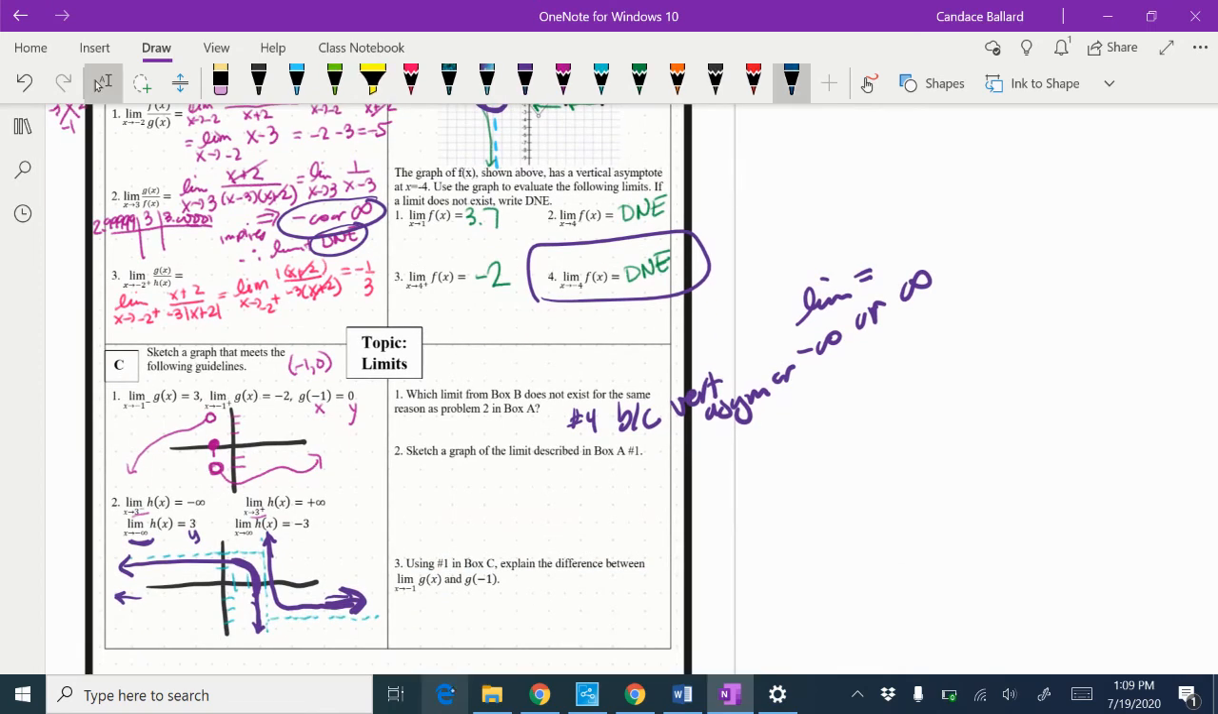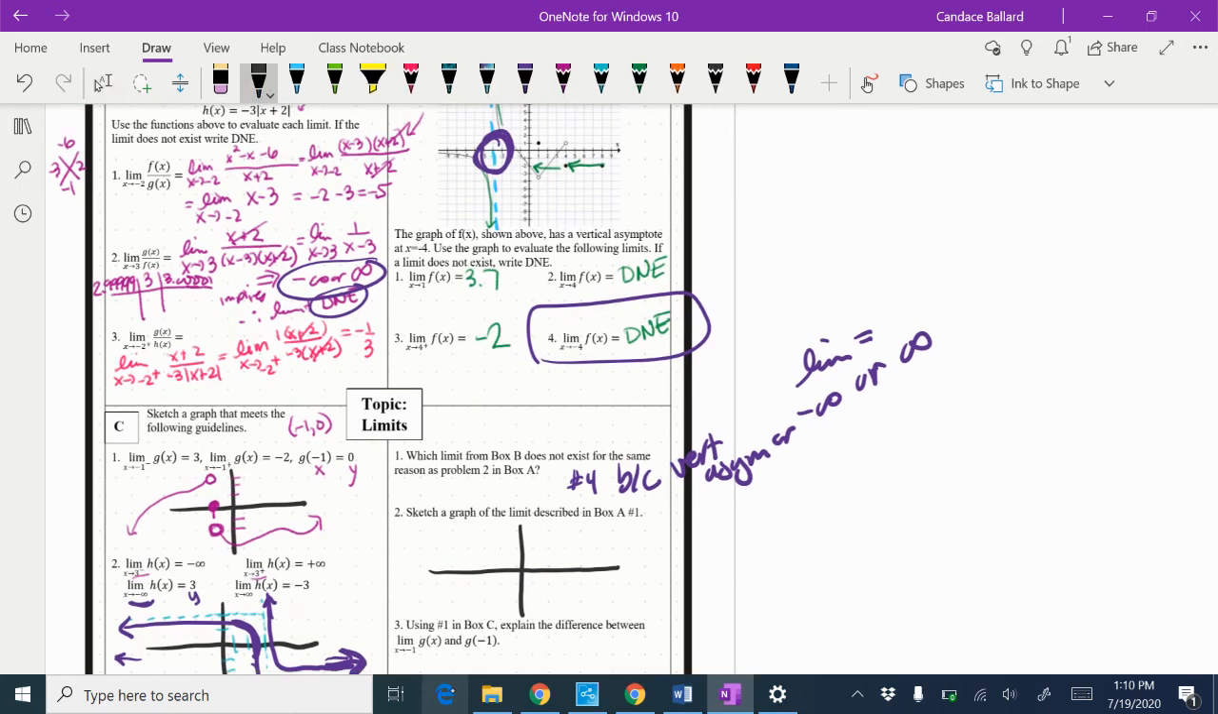We're now supposed to sketch a graph again. So we're going to sketch a graph of the limit described in box A number 1. Well, if I look at this here, notice this is what it reduces to. So it's just a line, but when I canceled here, I ended up having a hole in the line. If you've hopefully seen that before a little bit, and I know we're going to get into it in a couple lessons here, so we're kind of previewing a little bit. So my hole, though, I take what I canceled and I set it equal to 0. My hole is at -2.